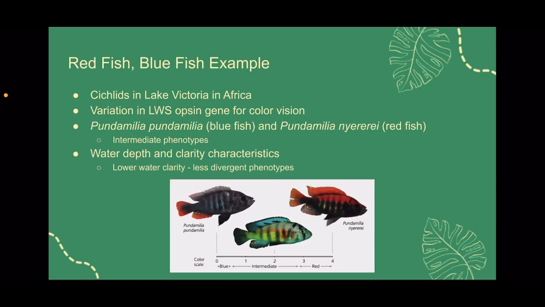Redfish bluefish example. Terai and colleagues explored fish in Lake Victoria in Africa, where yellow and red wavelengths of light can be absorbed much deeper than blue wavelengths of light.